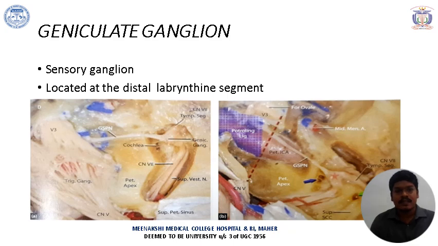Coming to the geniculate ganglion, the labyrinthine segment ends in the geniculate ganglion. You can see in the picture, it is marked with an asterisk. From the geniculate ganglion, secretomotor fibers emerge. We have the greater superficial petrosal nerve.